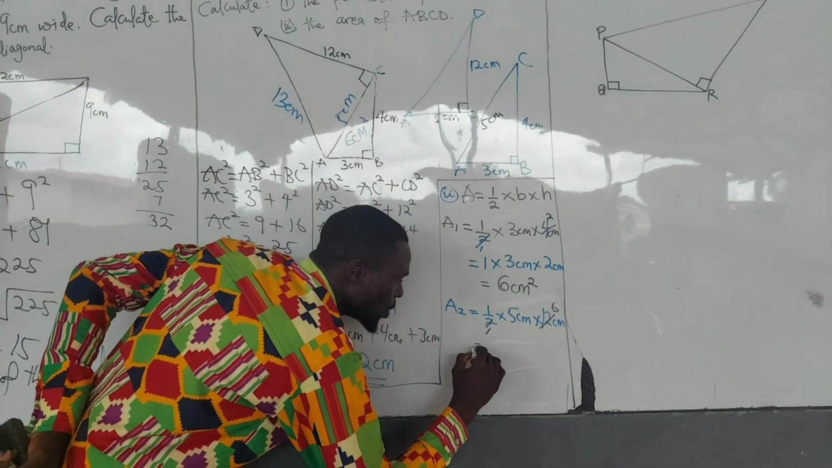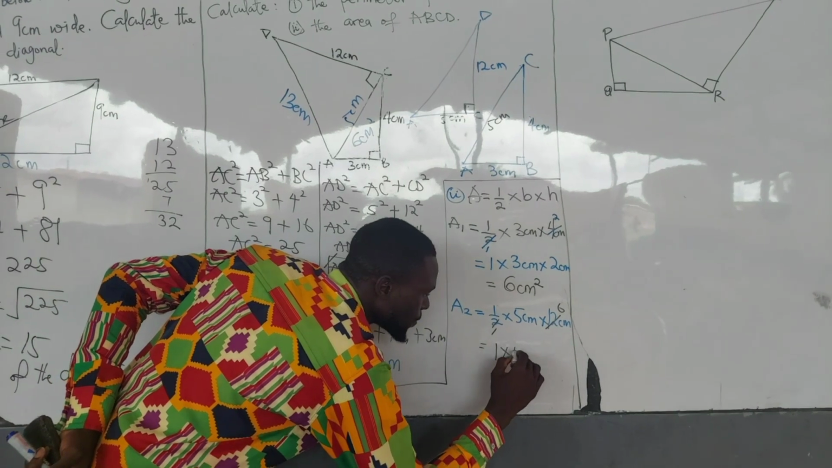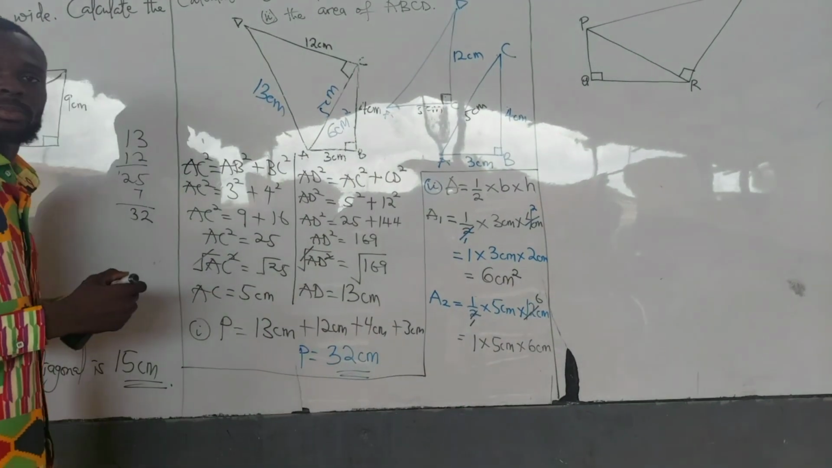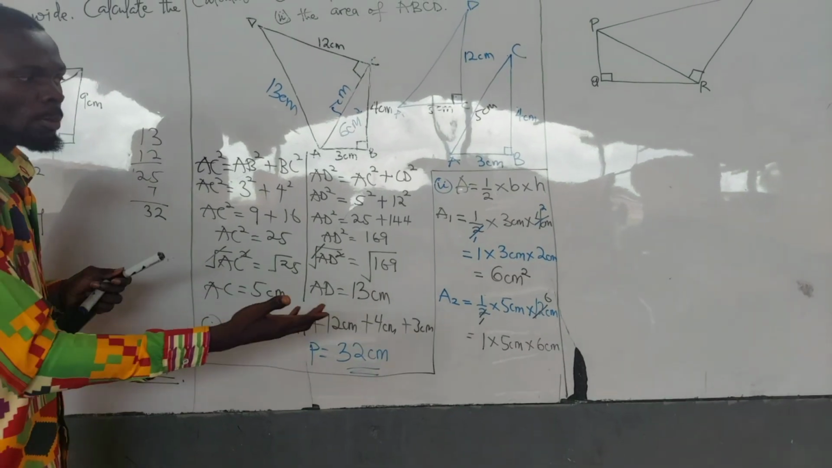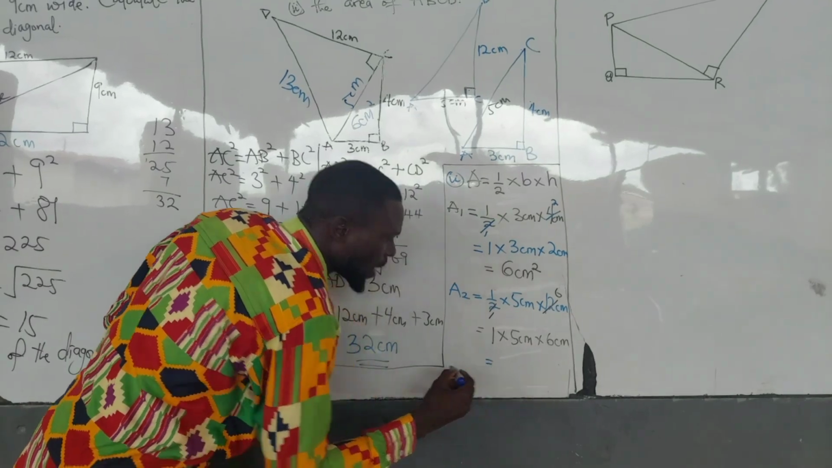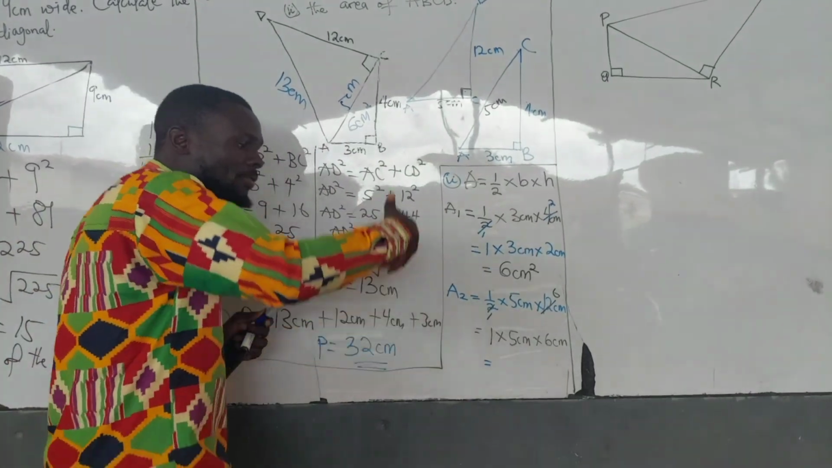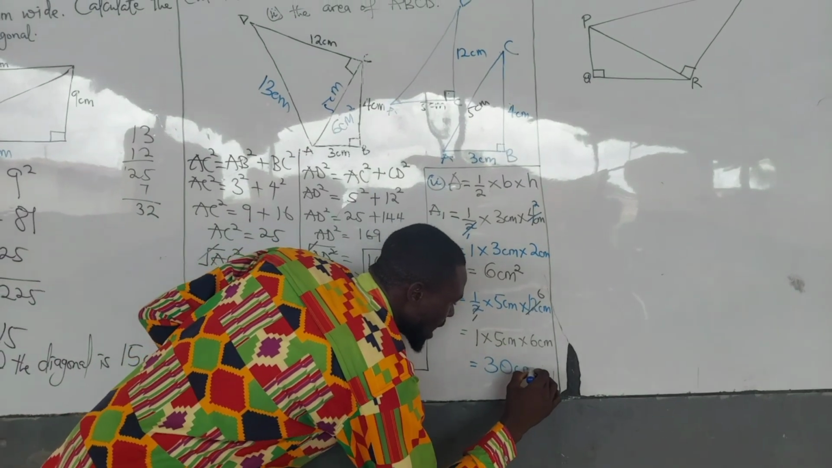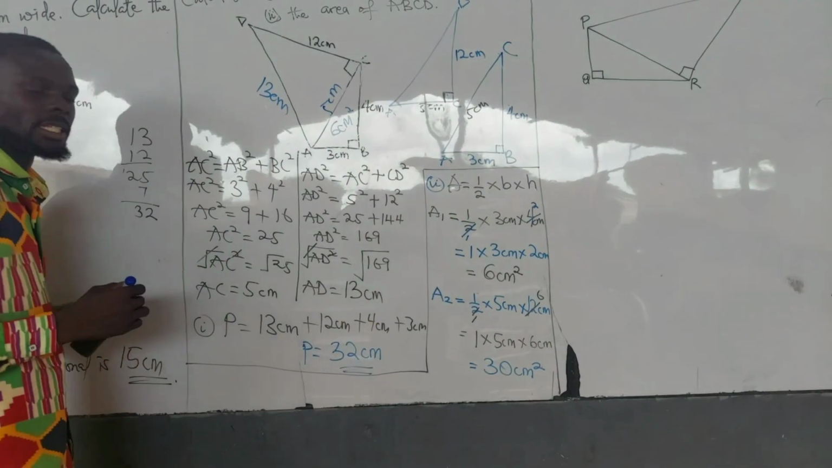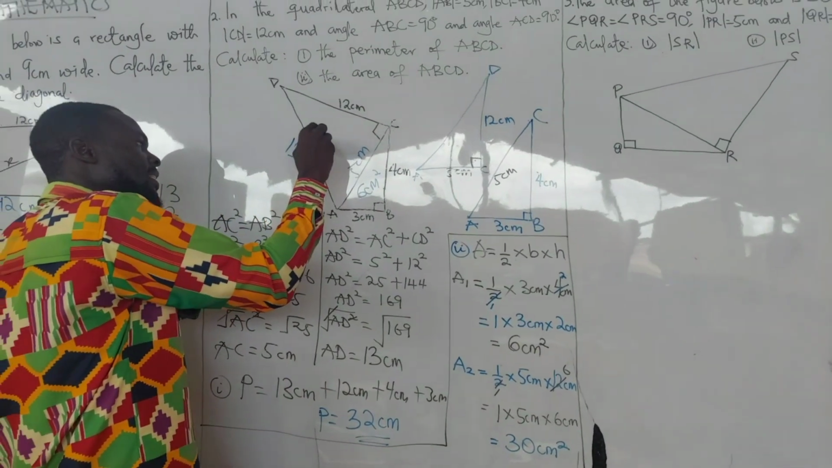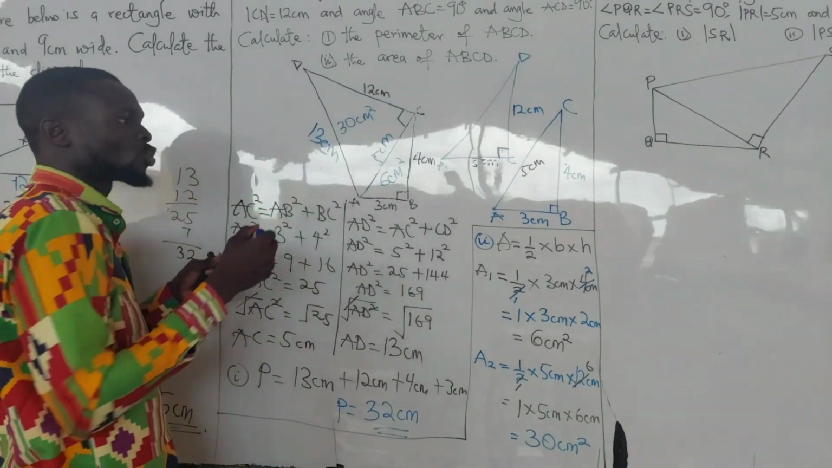So what do we have? We have 1 times 5 centimeters times 6 centimeters. What do you do? You multiply. So let's multiply. 1 times this will give you 5 centimeters. 5 times 6 centimeters is going to give you what? 30 centimeters squared. So the area of this triangle is 30 centimeters squared.